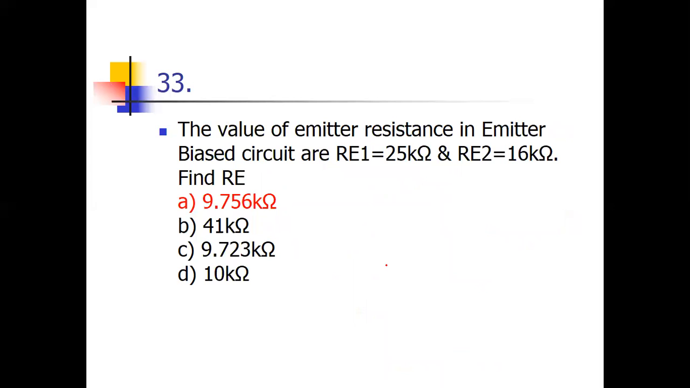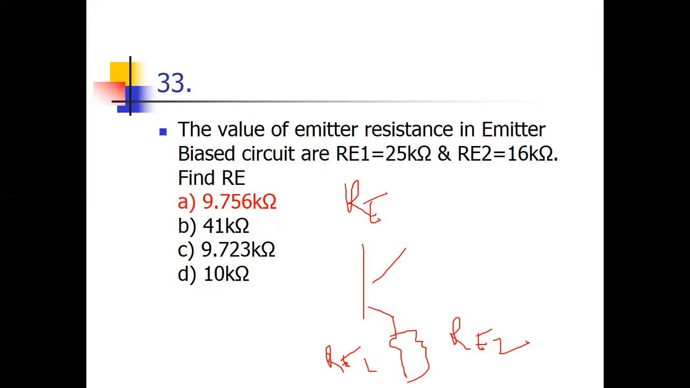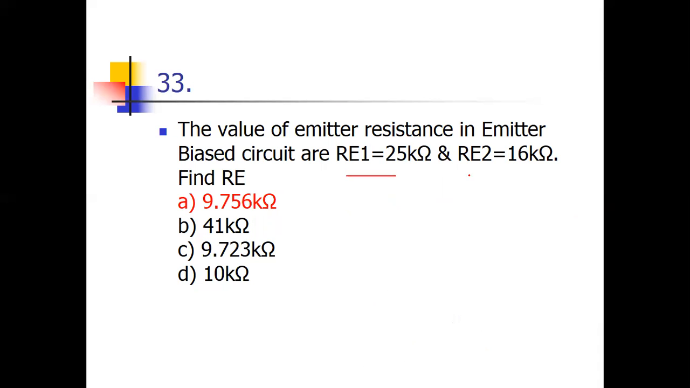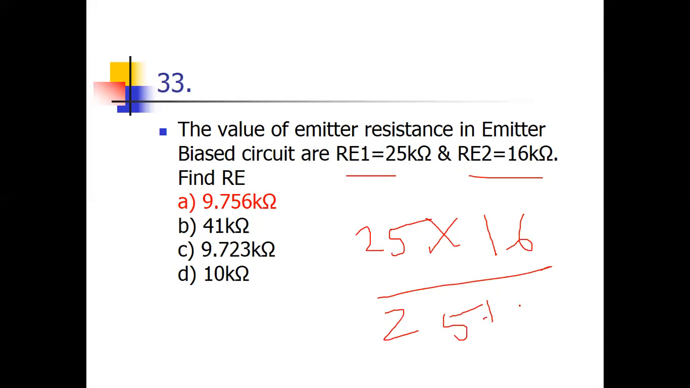Okay. The value of emitter resistance in the emitter bias circuit. We will talk about emitter bias circuits. What will happen here? Two resistors, RE1 and RE2, are connected in parallel. So what is the equivalent resistance? Definitely RE will be RE1 parallel RE2. What is the parallel value here? We just want to calculate this. RE1 is given, RE2 is given, what is RE? So 25 multiplied by 16 divided by 25 plus 16. Always remember, we are not changing the unit, it will be in kilo ohm.